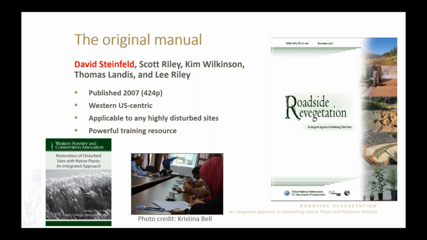So first thing I want to talk about is this thing we call the Revegetation Manual. Originally, it was a technical report put out in 2007 with a focus on roadside revegetation, really in the western U.S., specifically the Pacific Northwest. But again, I want to stress that the work we show in this document, the tools and the information we share, is really designed for any disturbed site. So it's not just a focus on roadsides. And we used it for many years as a really powerful training resource for professionals in the field.